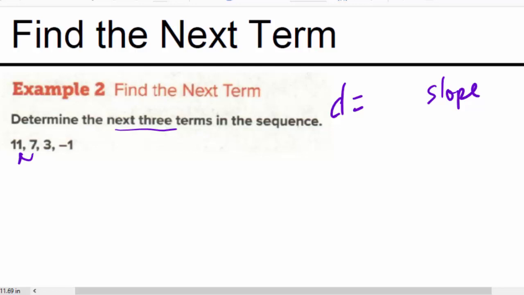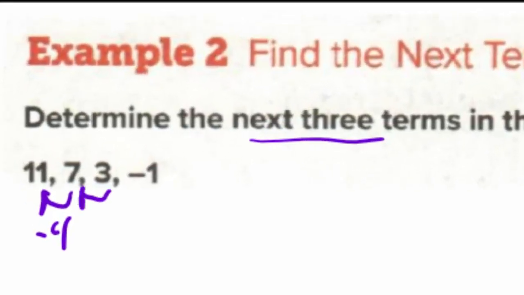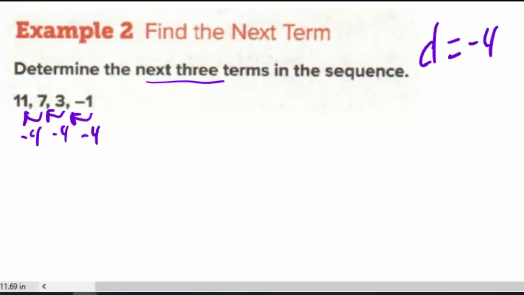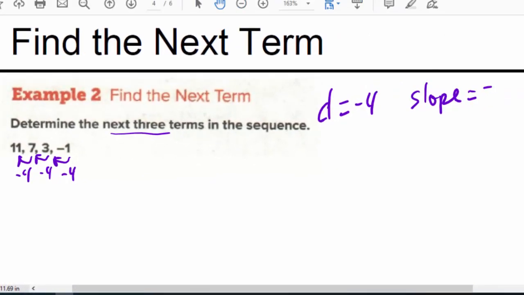So 7 minus 11 is negative 4. 3 minus 7 is negative 4. And negative 1 minus 3 is negative 4. Therefore my common difference is negative 4. Which means if I were to put this in slope-intercept form, my slope would be negative 4. So find the next 1, 2, 3 terms.